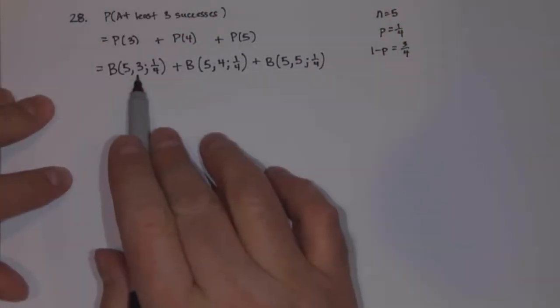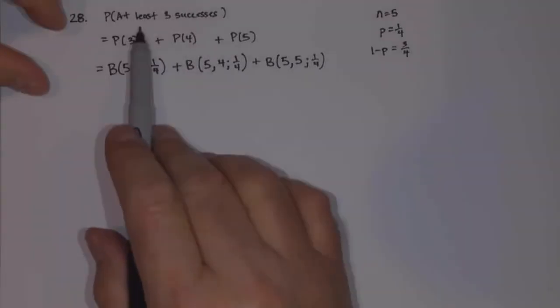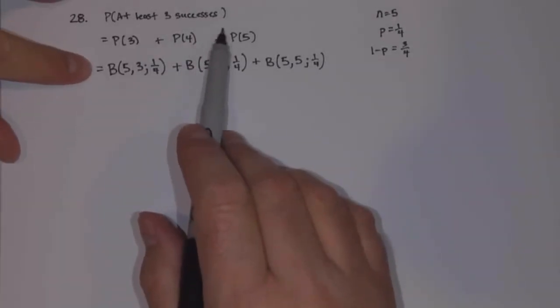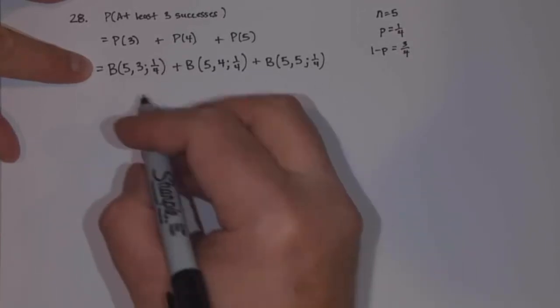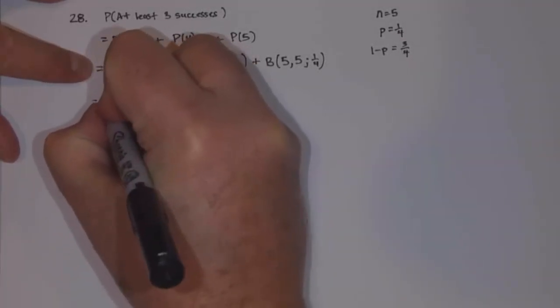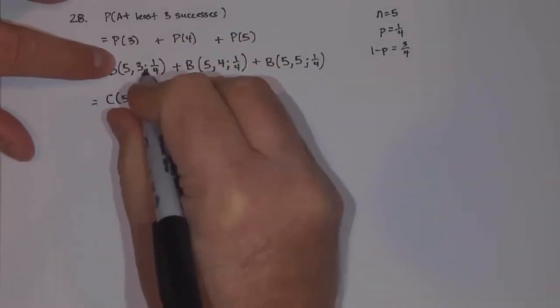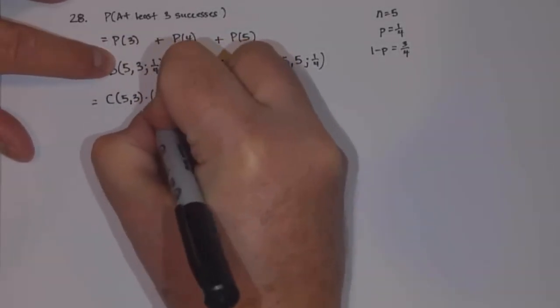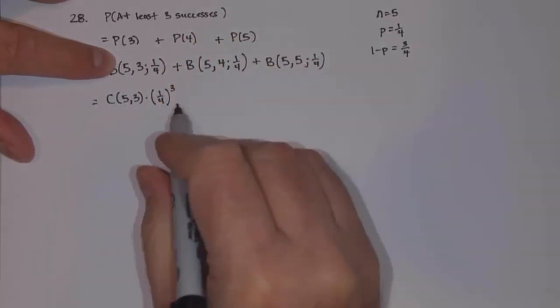So we're going to need to find each of these 3 things and add them up, and that will give us the probability of at least 3 successes. Well, using our formula for binomials, this is going to be the combination of 5 choosing 3, 5 choose 3, times the probability of success 1/4 raised to the number of successes power.